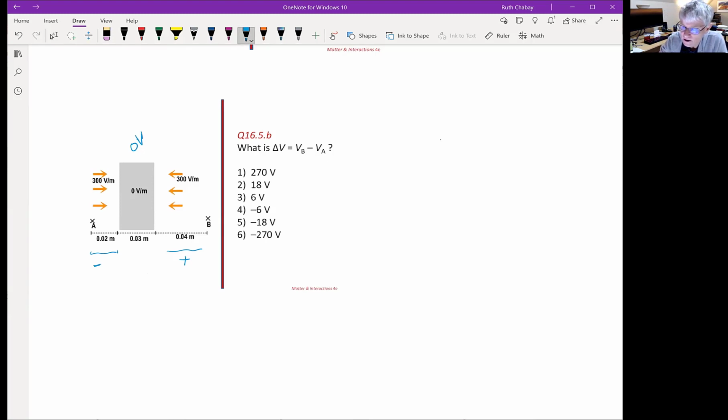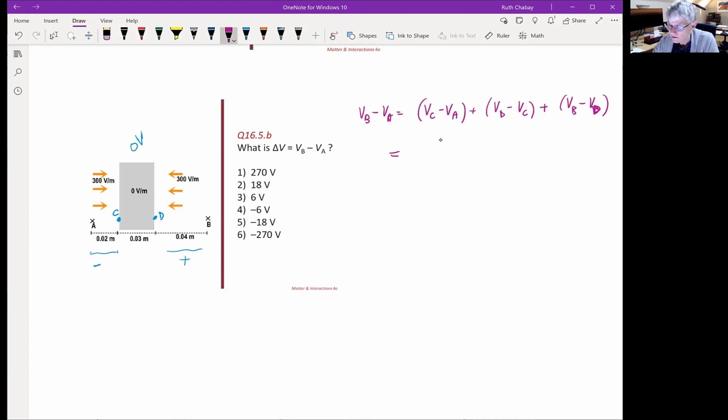So we need a couple of extra points, don't we? We need a location C and a location D. So we have VB minus VA is VC minus VA, if that's the first step, A to C. Then we're going to go from C to D, and then we're going to go from D to B.